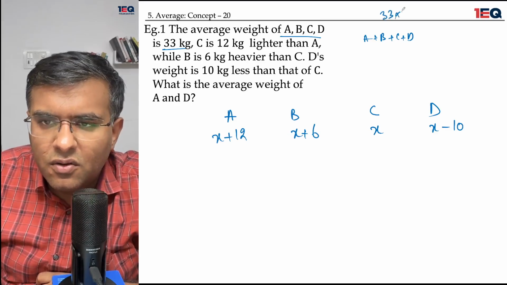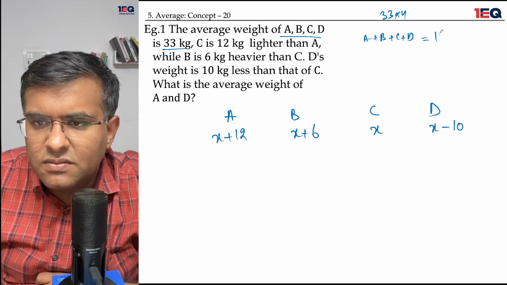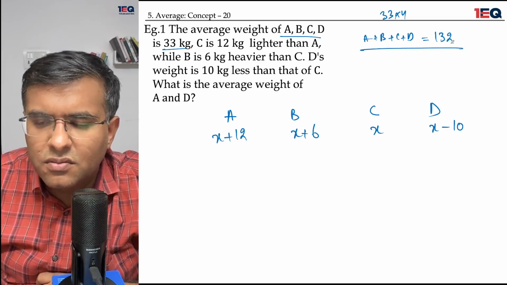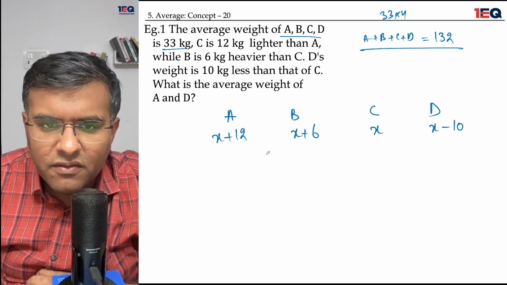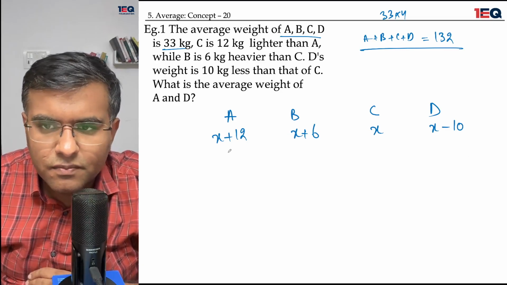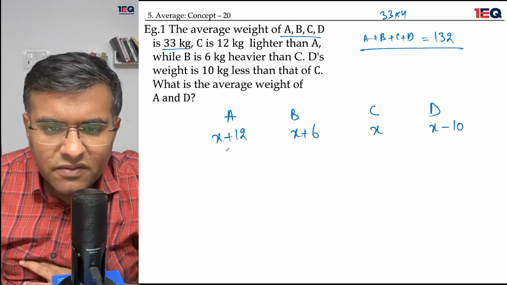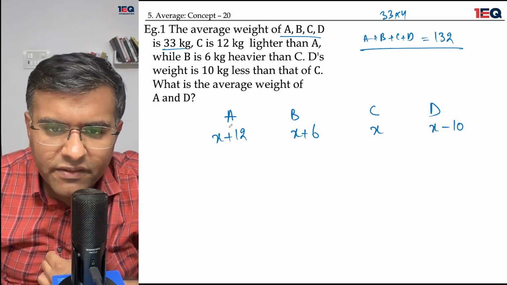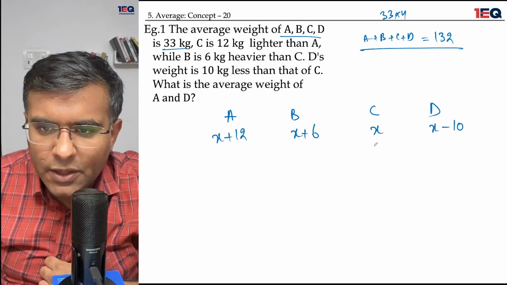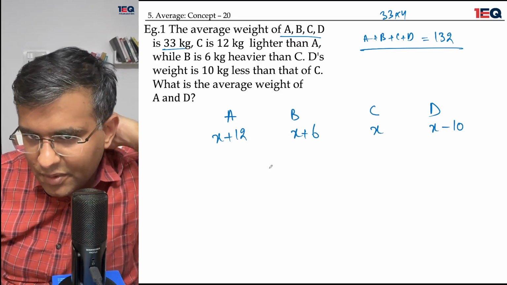So 33 into 4, 4 3s are 12. This would become 132. Okay, so the sum is already with us. We have the entire equation available to us. After finding out the value of x, we need to find out the average of A and D.